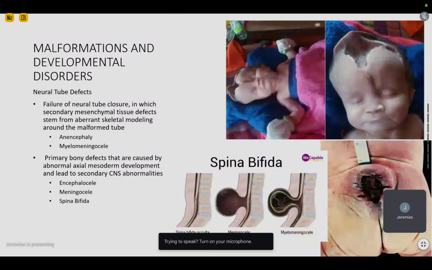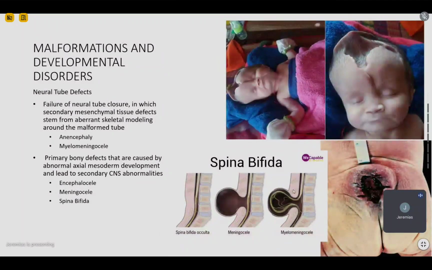Meningocele, myelomeningocele or meningomyelocele, this one refers to the extension of the CNS tissue through a defect in the vertebral column. So the meningocele is the term that applies when there's only meningeal extrusion.